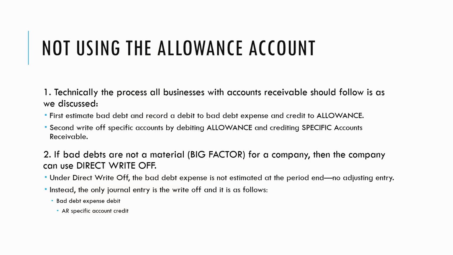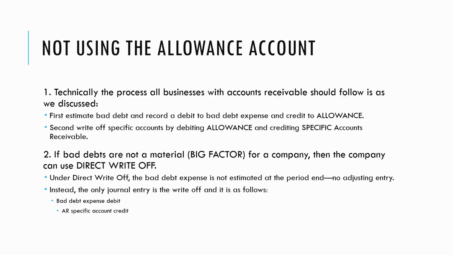Now, the allowance account, this is kind of wrapping things up for our chapter. When we use this allowance account, we estimated bad debt at the end of an accounting period, right before we did our financials. We need to put in this matching, or we need to put in bad debt expense. Well, you don't have to do that if you can show the bad debt expense is not a material amount or a big amount for your company.